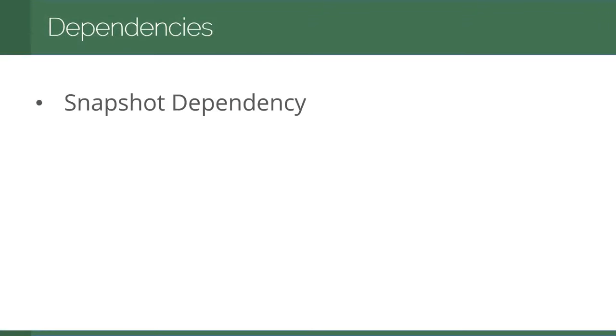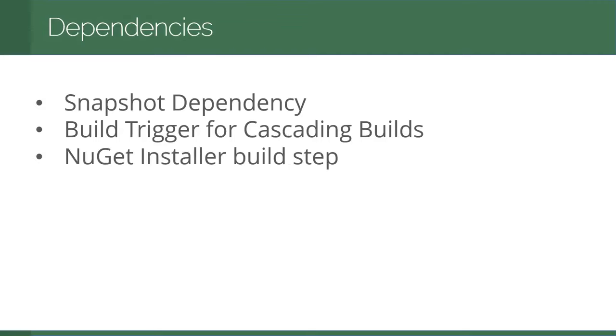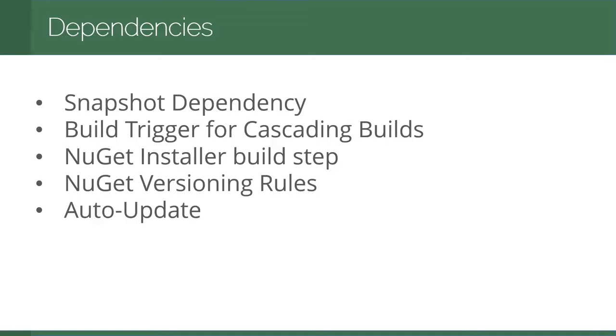So let's just recap what we've done there. We created a snapshot dependency between framework and app. We set up an additional build trigger on app to cause a cascading build, so after framework is built, app is built. We added the NuGet installer build runner as a step, and we saw that the NuGet versioning rules will let us do an auto update, and we've turned on auto update in our NuGet installer so that the integration is done automatically.